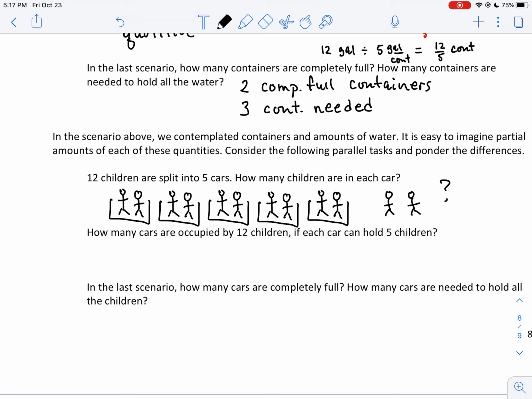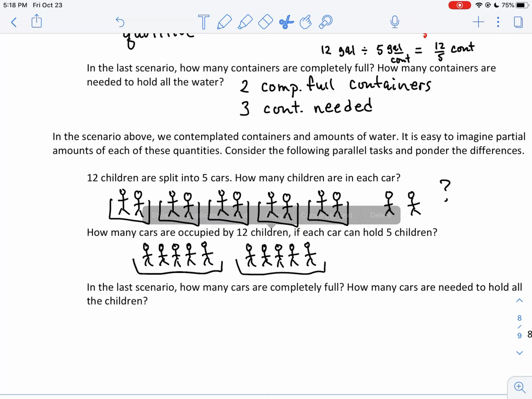And then here's a quotative version of the same situation. How many cars are occupied by 12 kids if each car can hold 5 children? All right, so now we have, here's a car that can hold 5 kids, so let's put 5 kids in there. 1 kid, 2, 3, 4, 5 kids. Make the car a little bit smaller. So there's 5 kids in a car. There's 2 cars now that have 5 kids, but we have 2 extra kids. And we just have a blank space, a blank space, and a blank space in our third car.